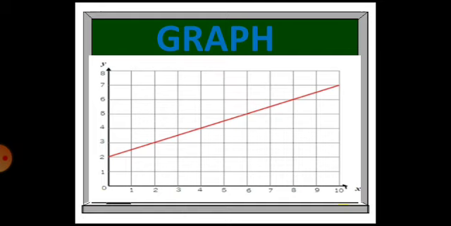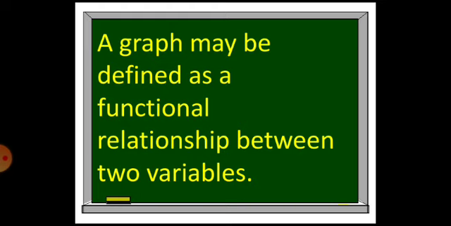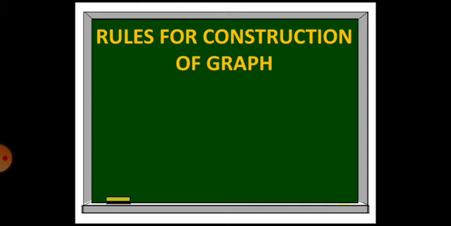Now, the first tool we are going to be looking at is the graph. What is a graph? A graph may be defined as a functional relationship between two variables. When we talk about this, we're talking about trying to explain what transpires between two variables, maybe variables like price and quantity demanded.